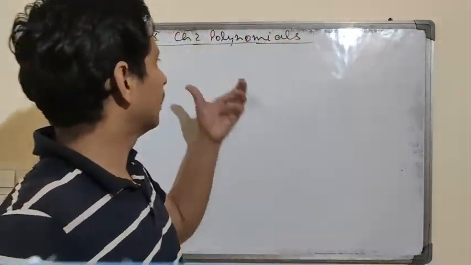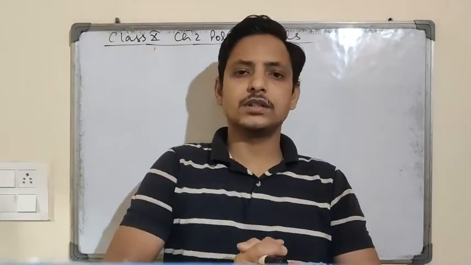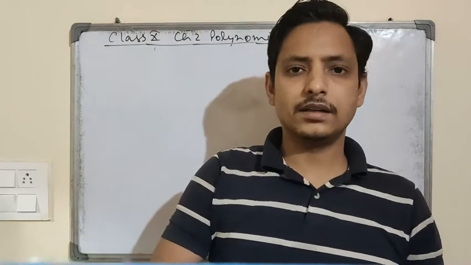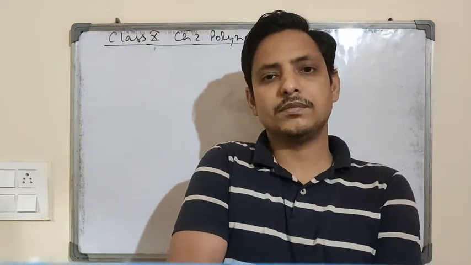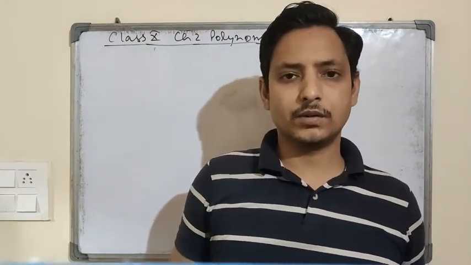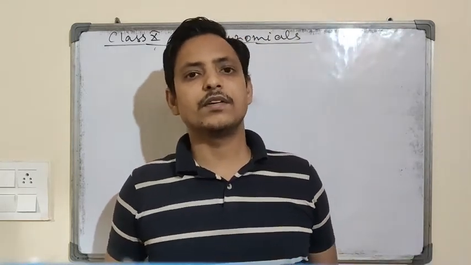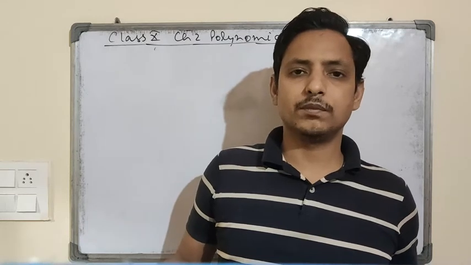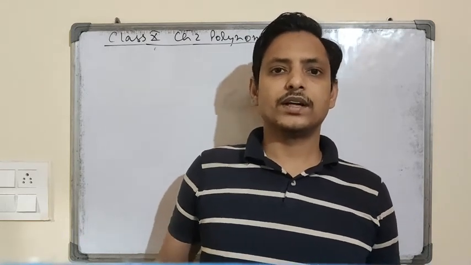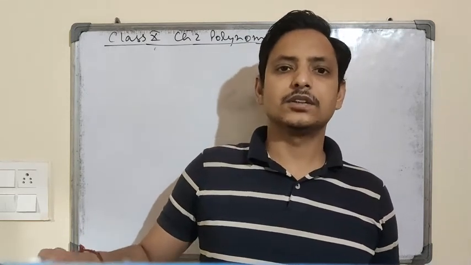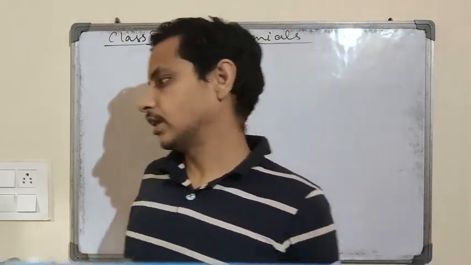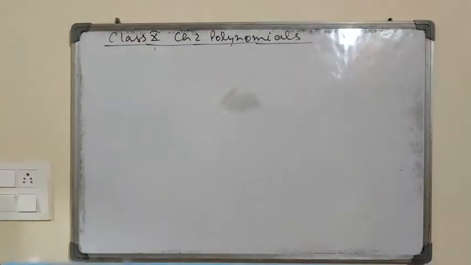Good morning, students. In this chapter, Polynomials, Chapter 2, we will discuss the zeros and we will verify the relationship between the zeros and the coefficients of a quadratic polynomial. If we have a quadratic polynomial, we can find the zeros of that polynomial, and we can also verify the relationship between the zeros and the coefficients.